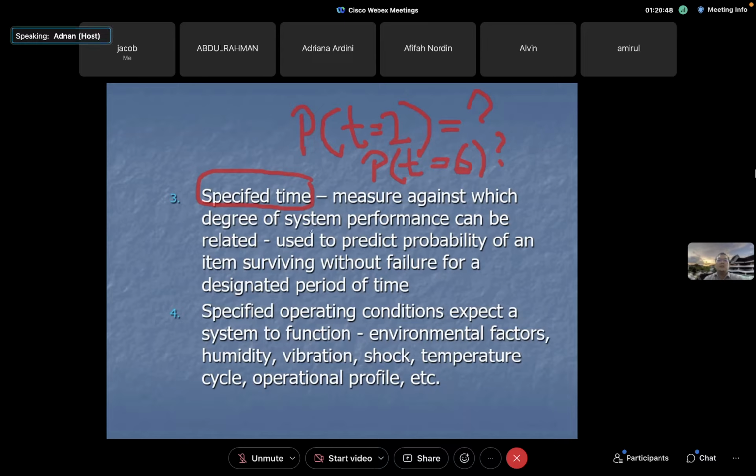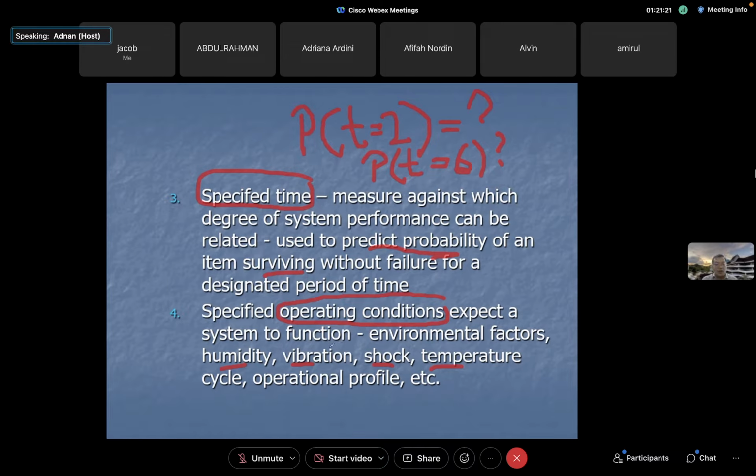It measures the degree of system performance, used to predict the probability of surviving without failure. Number 4, the element of probability of reliability is operating condition. It will influence the duration of functioning. So the operating condition could be environmental factors: humidity, vibration, shock, temperature, and so on.